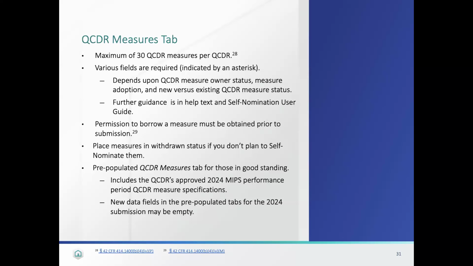And if there are any measures from the previous self-nomination period in your QCDR measures tab that you do not wish to self-nominate for this self-nomination period, then we ask that you place those in the withdrawn status. And last, QCDRs who are in good standing, as Anastasia noted, will have pre-populated QCDR measures in their self-nomination, and these will only include those measures that were approved for the 2024 performance period. You'll still need to review each of those, as there may be new required fields for the 2025 self-nomination that may be empty and need to be populated. Next slide, please.